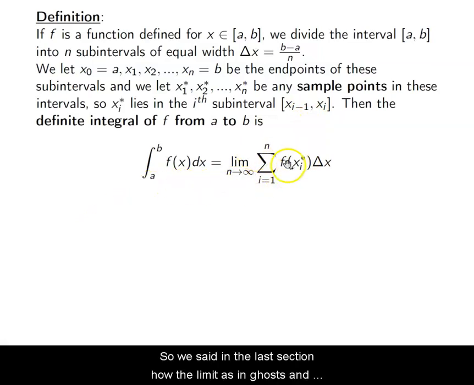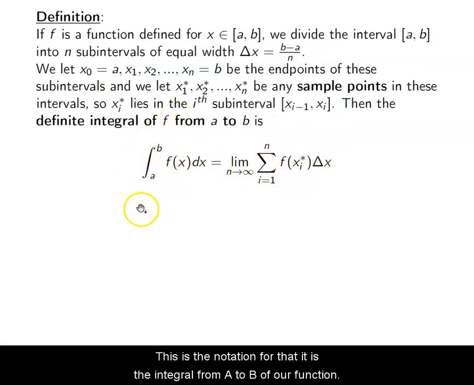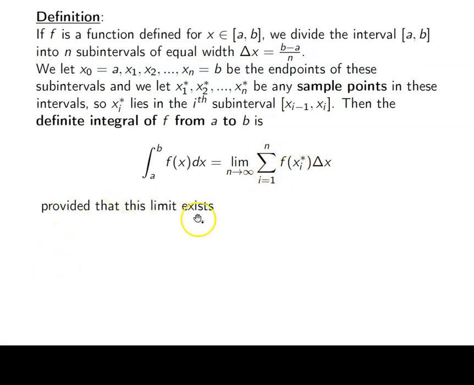Okay. So we said in the last section that the limit as n goes to infinity is equal to the actual area under the curve. This is the notation for that. It is the integral from a to b of our function f. It's the same as the actual area under the curve, the limit of this Riemann sum approximation.